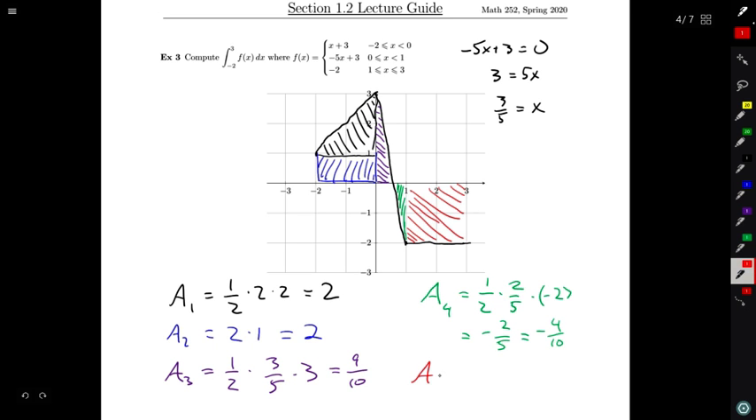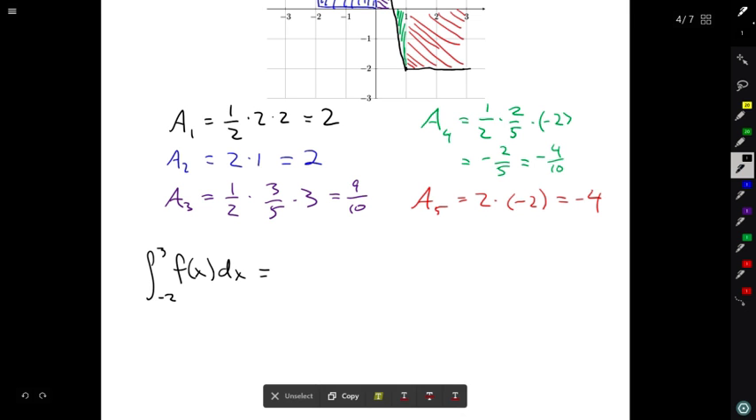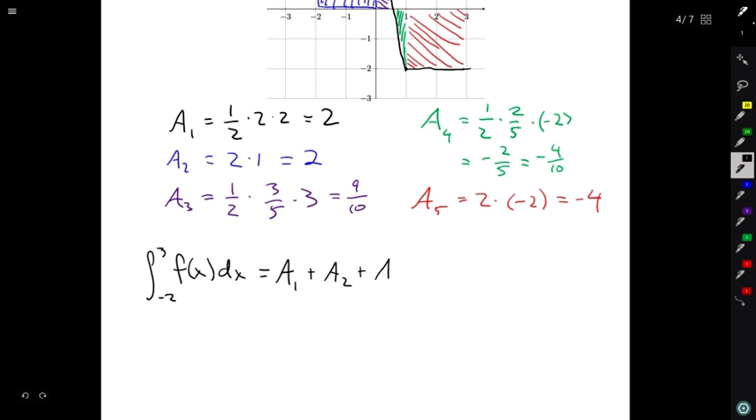Last but not least, we have the red rectangle, which is going to have base length 2 and height minus 2, which is going to get me an area of minus 4 for my red rectangle. So putting all of the pieces together here means that when we're doing this integral computation from minus 2 to 3 of f of x dx, we need to add up all of these areas. So we have A1 plus A2 plus A3 plus A4 plus A5.